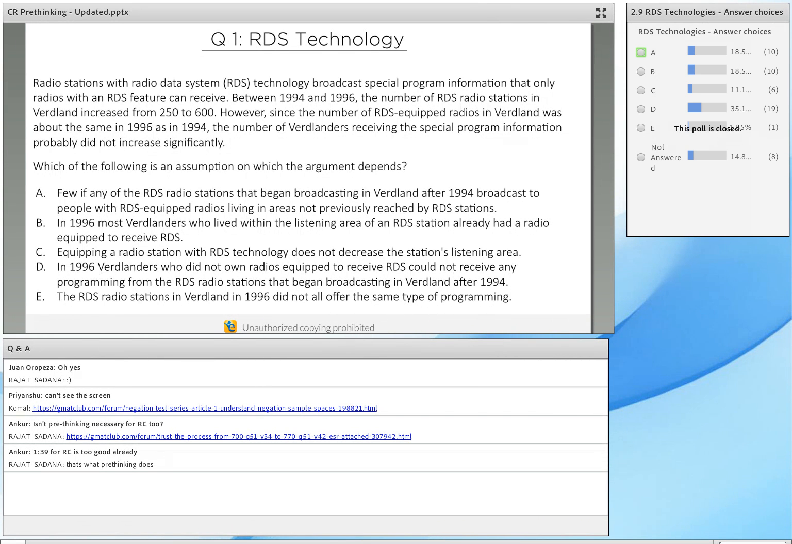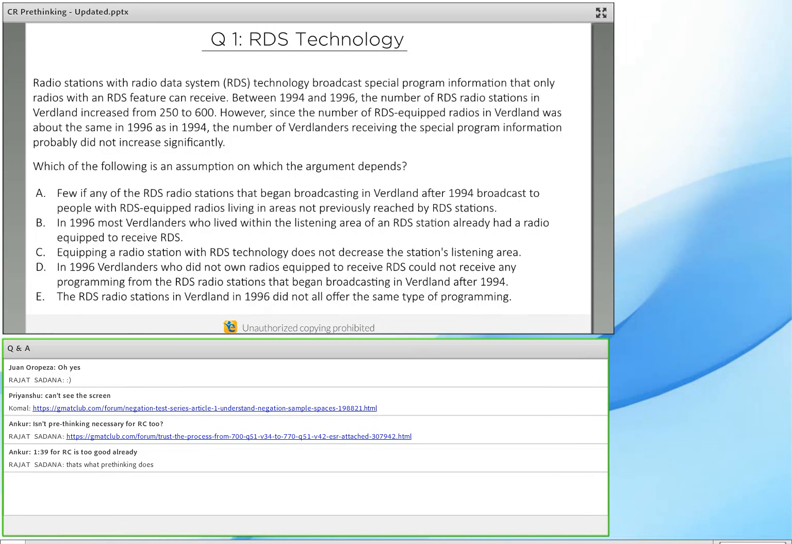You guys can see, choice D really popular, choice A popular, choice B is also popular. So we have a split jury again. As I said, it's a difficult question. I'm going to hide the poll over here. I'm going to put in the next poll.